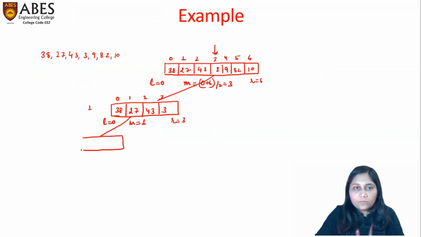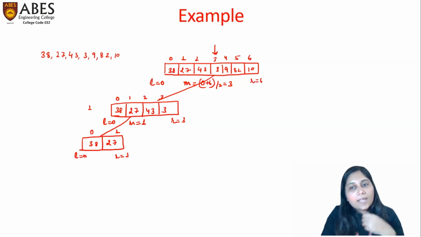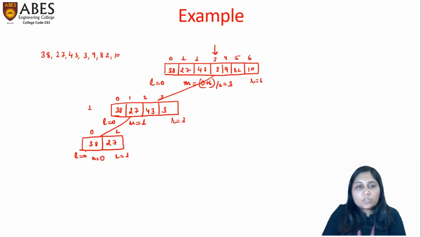Again, I am breaking it down like this: 38, 27. This is index 0 and this is index 1. Your L equals 0 and your R equals 1. 0 is still less than 1, so the condition is satisfied, it is true, and we can calculate mid. Mid will be calculated as 0 plus 1 is 1, and 1 divided by 2 is 0.5, so expectedly the answer will be 0. So this is your mid value.